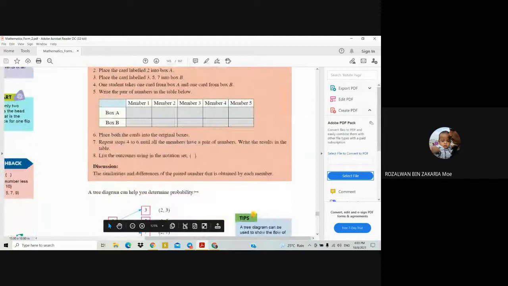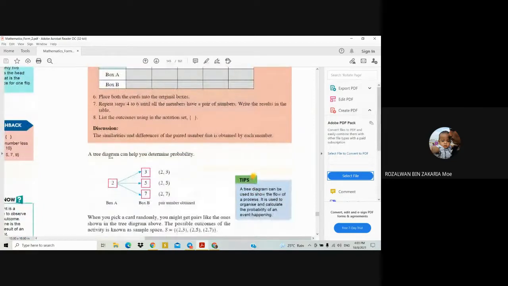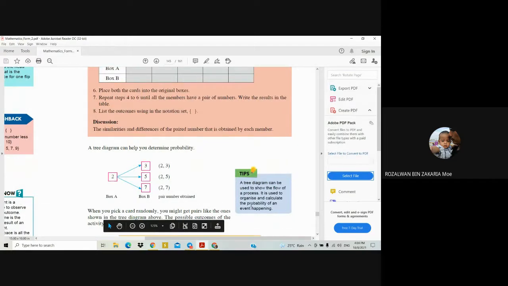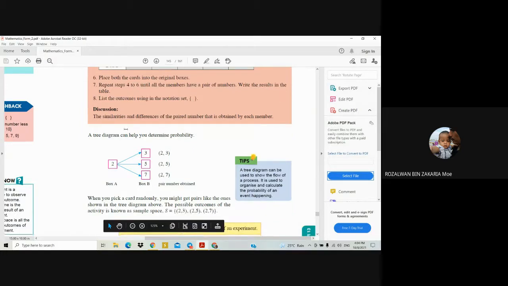Next, look at this one. This is known as the tree diagram. So what is a tree diagram? A tree diagram can be used to show the flow of a process. It is used to organize and calculate the probability of an event happening.